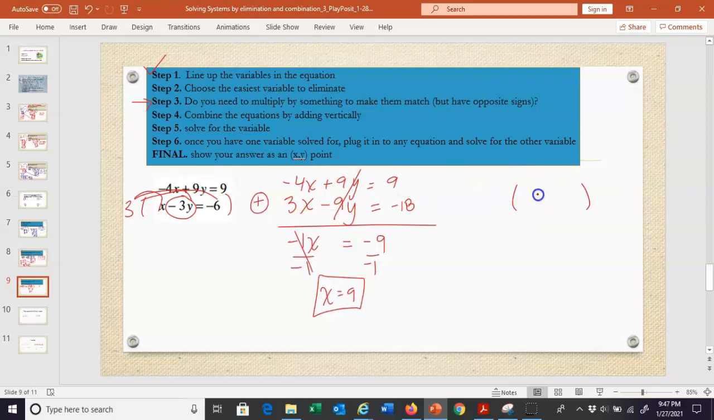So now we have the x value. We can plug that in anywhere, literally, in any one of these and get the y. So I'm going to put it back here in the original. 9 minus 3y equals negative 6. Subtract 9 from both sides.